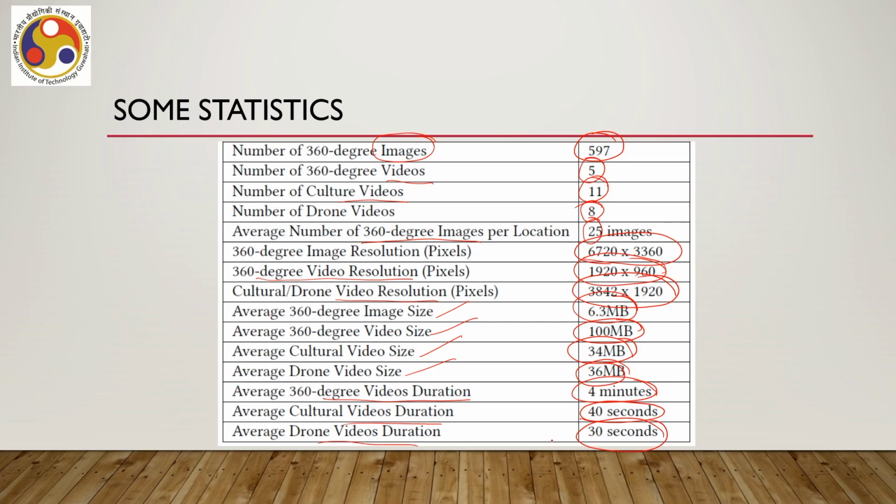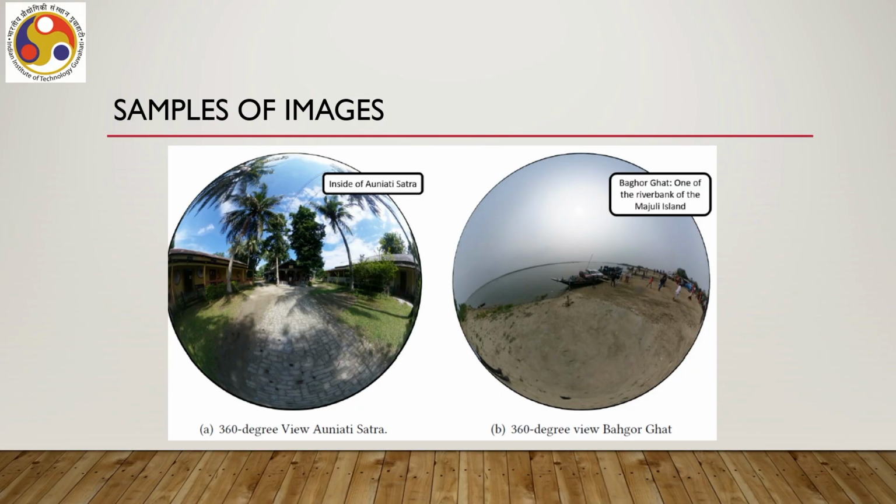So, these are some of the statistics, or we can say attributes, associated with the multimodal archive that we have created to preserve the heritage information, which we can utilize to recreate the virtual tour of the Majuli river island. These are some example 360-degree images captured for the island, just a sample of 2 places inside of Guwahati Satra and Baghar Ghat.